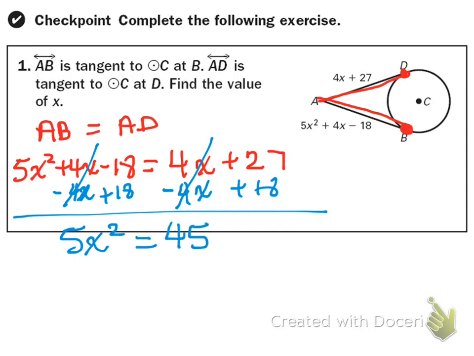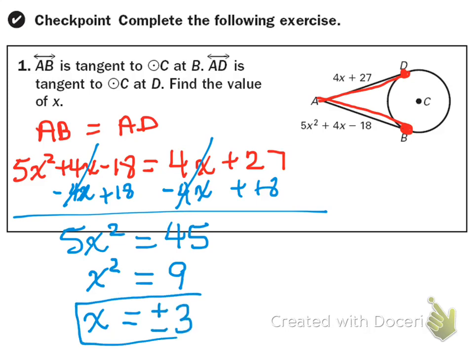What would you do next, Danielle? How would you get rid of the multiplying by 5? 5 times x squared. You would divide both sides by 5. 45 divided by 5 is 9. Remember, this is asking you what number can you square to get 9? Final answer here, Mackenzie. Remember, there's two numbers we can square. We could square a positive or a negative 3. And as long as neither one of them makes a segment negative, you can use both.